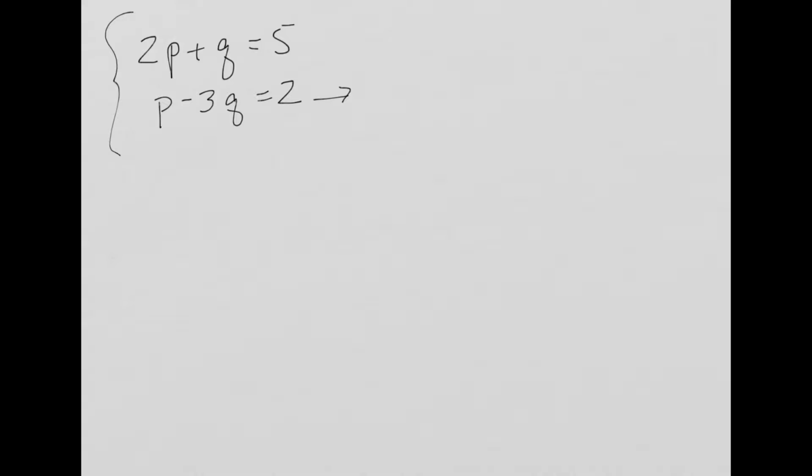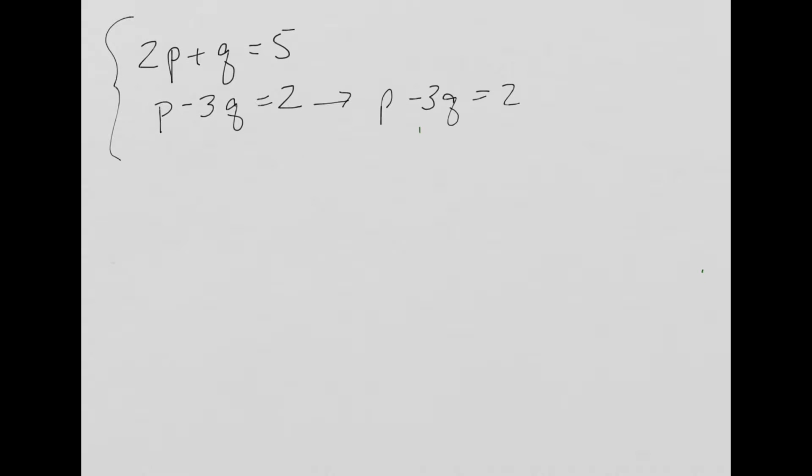In fact, if you want to choose the first one and solve for q and then check your answer, that's completely fine. So I'm going to choose this second one, which is p minus 3q equals 2. And I'm going to solve for p, because that's going to be the easiest one to solve for. So I'll add 3q to both sides. So I get p is 2 plus 3q.